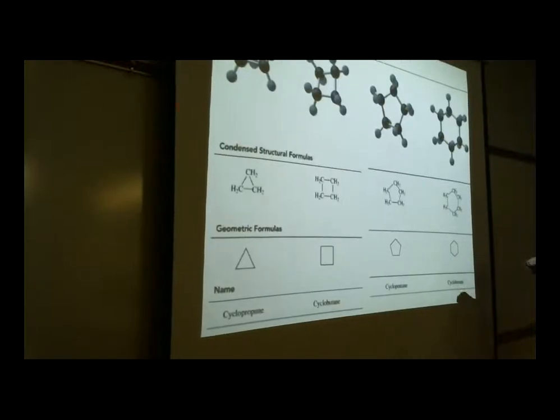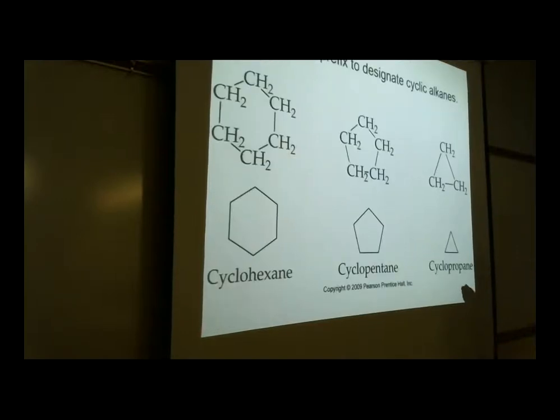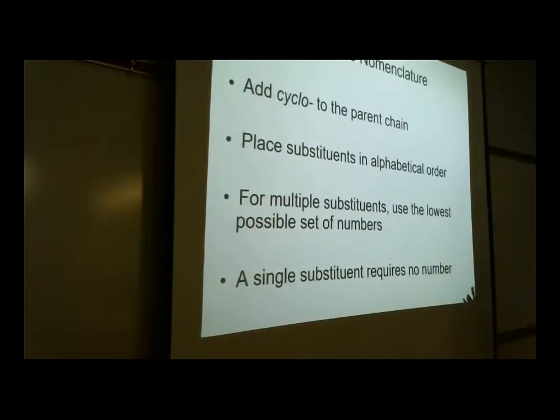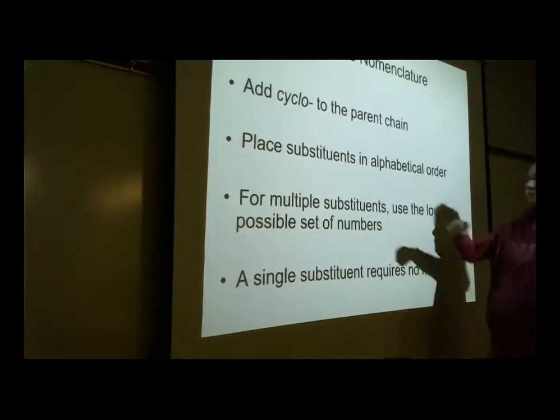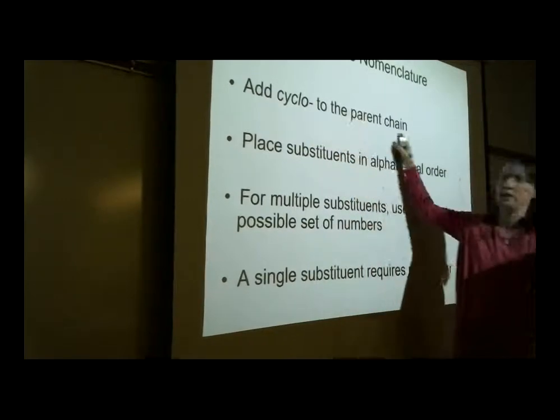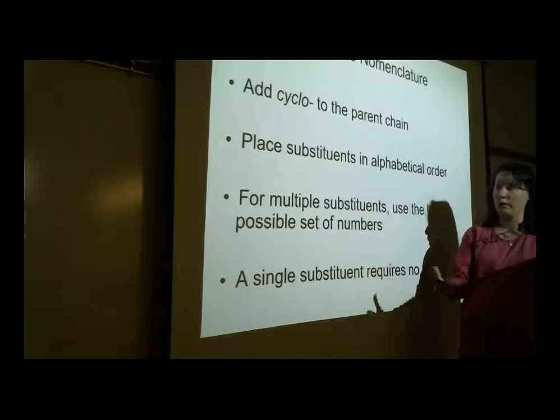This is a figure from a textbook. They're showing the ball and stick for the 3 carbon, 4 carbon, 5 carbon, and 6 carbon chains. There's what it looks like in condensed molecular form, and then drawn in skeleton notation, and then the names. We use the cyclo prefix when something is in a ring. So this would be cyclohexane, this would be cyclopentane, cyclopropane, etc. And when we name using IUPAC rules, we add cyclo to the parent chain. So if it's a hexane, it's now a cyclohexane.